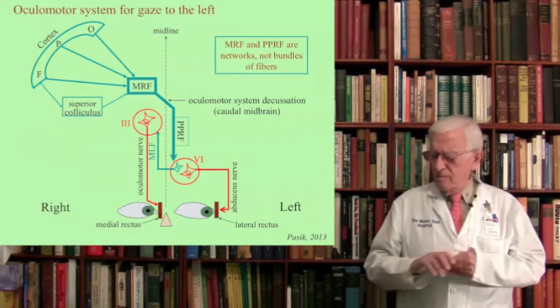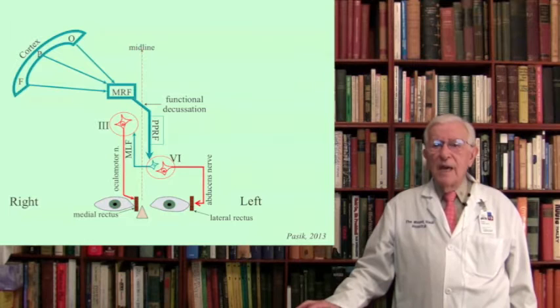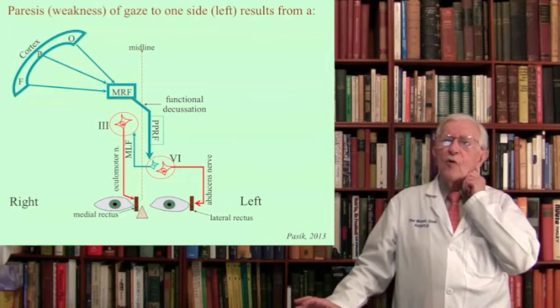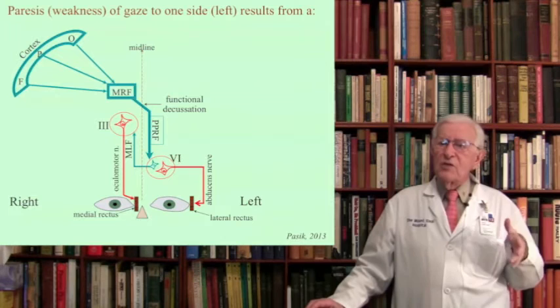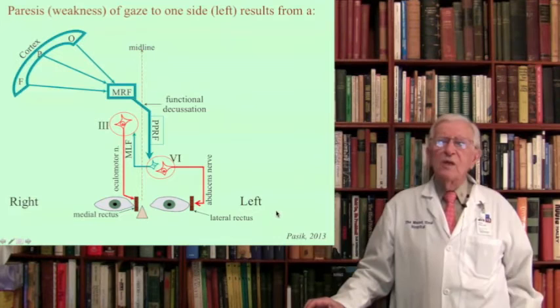All right, now let's see the main effects of lesions, let's say. You have the system as just outlined, right? And you have now a paresis or weakness of gaze to the left, all right? So if you ask the patient, look to the left or follow my finger to the left, or look at my finger that is on the left side, the eyes stay in the midline. The patient has a problem in shifting the gaze to the left. What can the problem be, right?